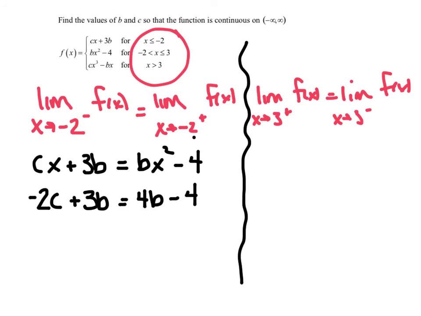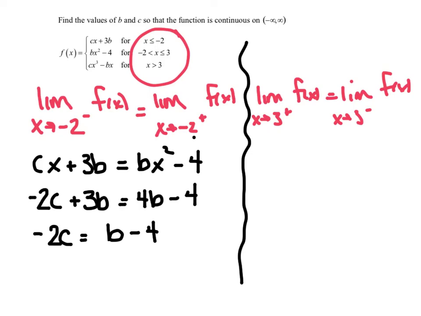The only thing I can really put together are the b's. So I'm going to say -2c equals, if I subtract 3b, b minus 4. And I'm just going to leave it like that for the time being. I can't really go any further. I could solve for b, I could solve for c. I don't know which one I want, so I'm going to stop there and go work on the other problem.